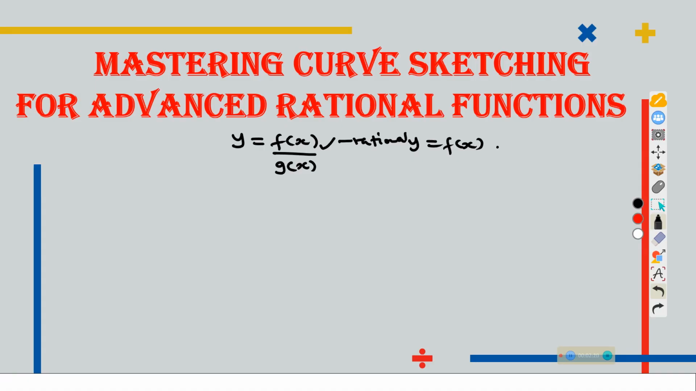So before we come to examples of such curves, we shall first of all look at some of the basic principles that you need in order to sketch such curves. So let us talk about some of the principles that you need to sketch such curves. We shall look at the basic principles that we shall be following when we are sketching rational curves.